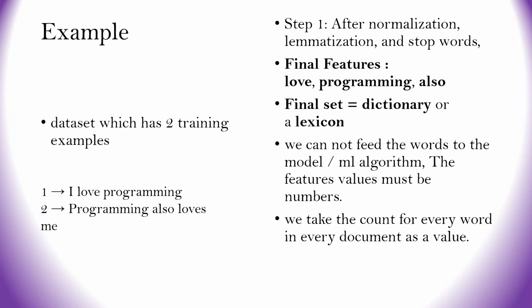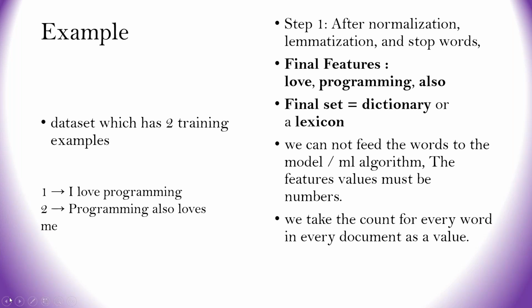Now, what is vectorization, or how do we represent a feature vector model? Take a small data set with two sentences. The first is "I love programming." The second is "Programming also loves me." After normalization techniques, lemmatization and stop word removal, the final features I am considering are love, programming, also, because "I" would be removed as a stop word.